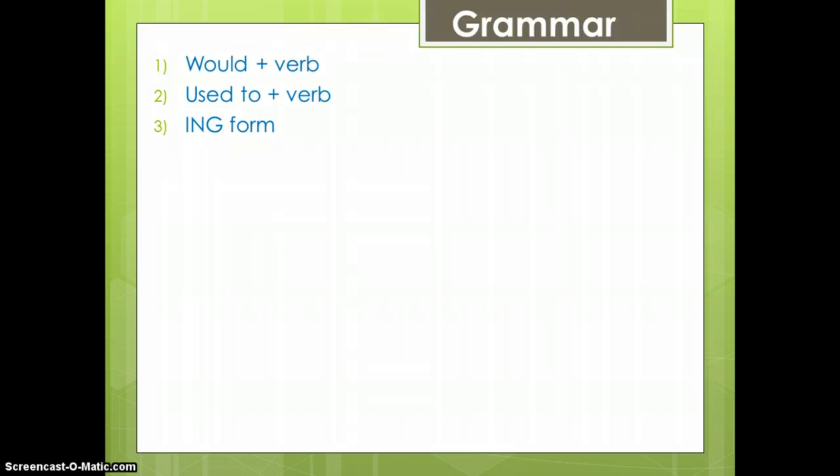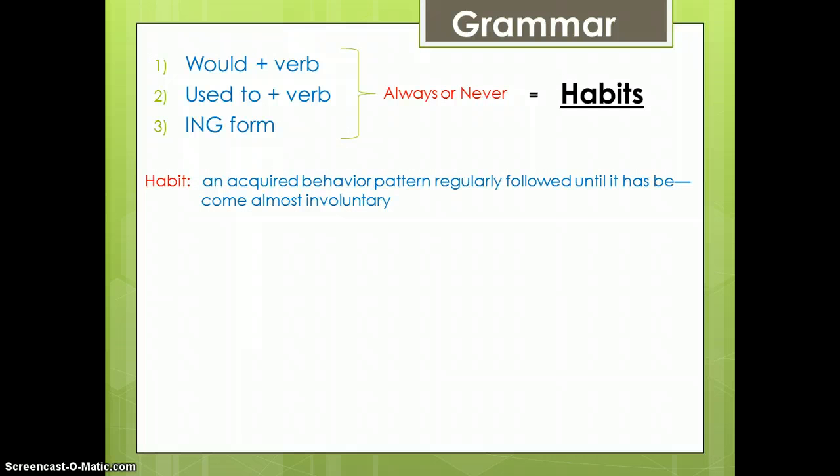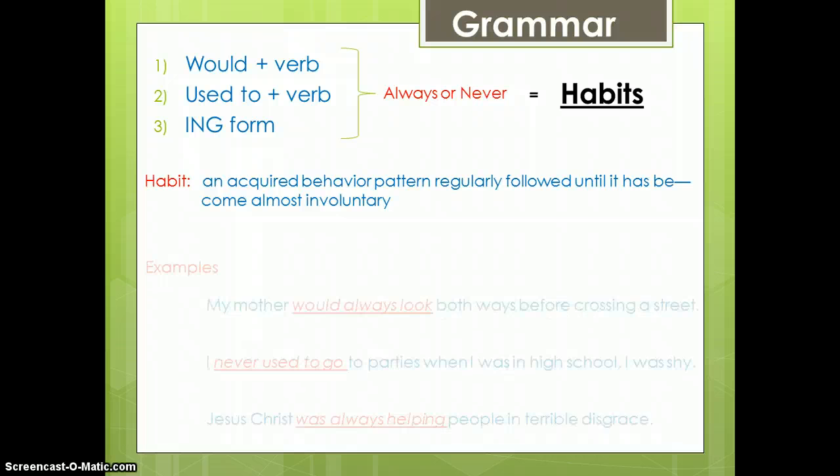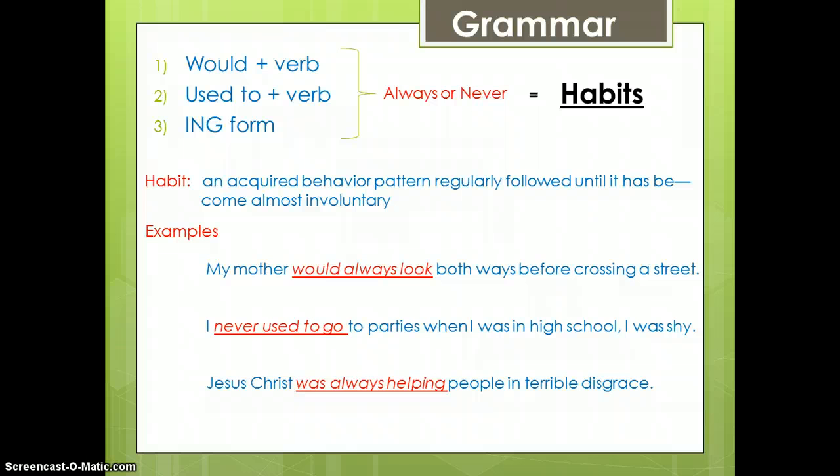Okay, now let's move on to the grammar of this structure. When we talk about habits, there are 3 structures that help us talk about habits: would plus verb, used to plus verb, and the ing form. These 3 structures, in combination with always and never, equal habits. What is a habit? An acquired behavior pattern, regularly repeated. Here we have a couple of examples. Please feel free to read them through.